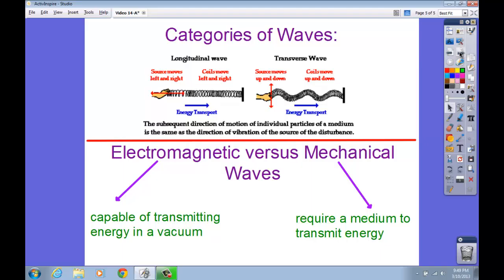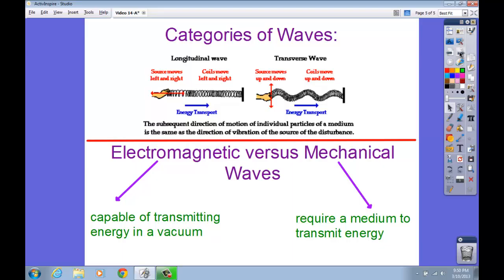Another way that we can classify waves is whether they are electromagnetic or mechanical. The major difference between electromagnetic and mechanical is that an electromagnetic wave is capable of transmitting energy in a vacuum. They don't need anything to move through. They don't need air, they don't need water, they don't need any medium. A mechanical wave that we're going to talk about in this chapter, such as sound, requires a medium to transmit energy. Sound will not travel in a vacuum. It needs air, it needs water, it needs something to travel through.